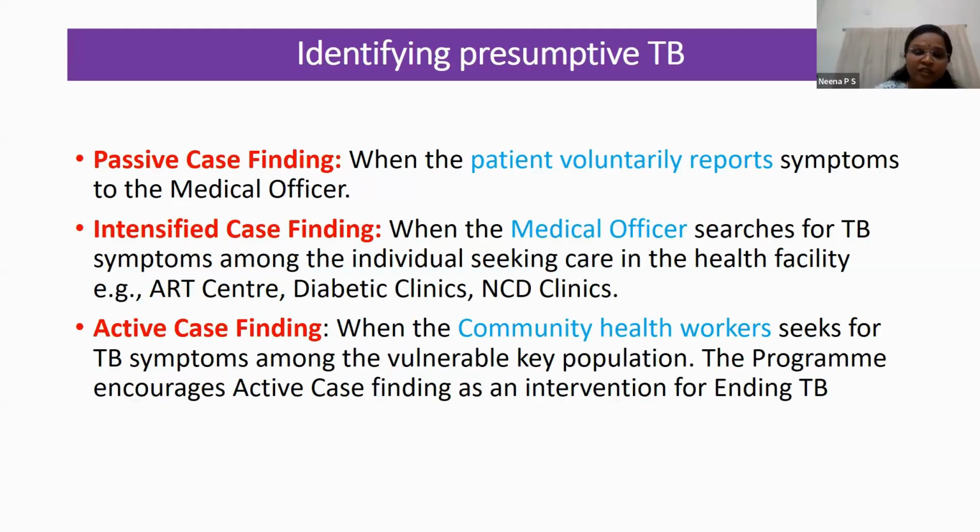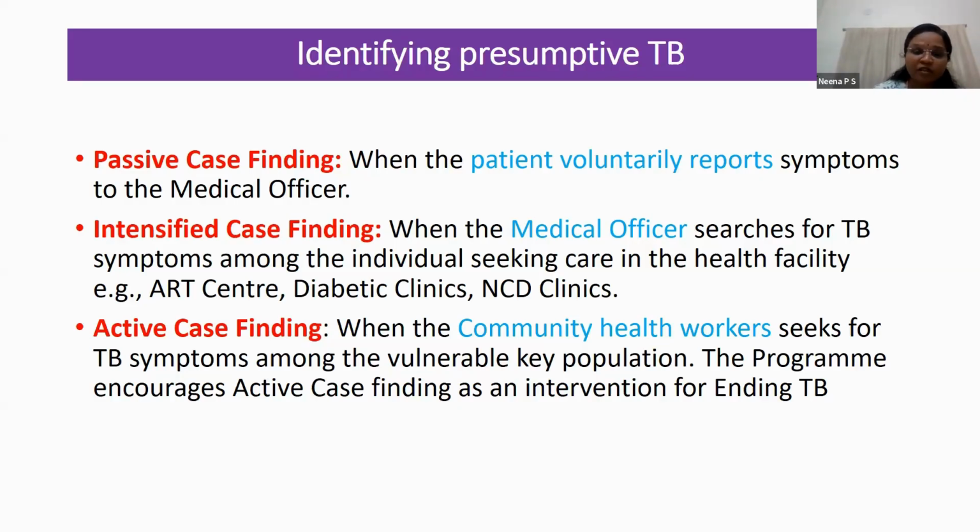And you need to focus on the other group, that is intensified case finding. That is, the patient is coming to you for some other purpose. Maybe he is coming to the NCD clinic for diabetic control, or going to the ART center for management of retroviral disease, or it may be an antenatal patient. Or a patient who is going to the rheumatology clinic for management of autoimmune diseases, and he may be on immunosuppressants. For such patients, if he has some symptom suggestive of TB, you need to actively search for the symptoms of TB, and also screen the patient for evaluating the TB diagnosis.